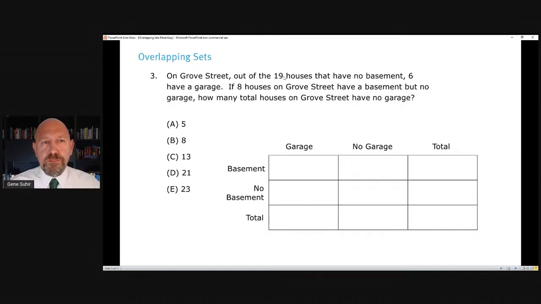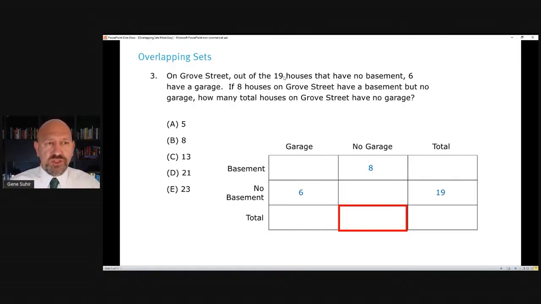So let's fill in what we know. Out of the 19 houses that have no basement, so no basement, total 19, out of those, six have a garage. That's no basement with garage. Eight houses have a basement but no garage. Basement, no garage is eight. Now, what I like to do when I'm using the table approach, and I know I am not alone, is somehow label it. I like to bold it in some way. Label your magic box, so that once you get a number in that box, that is going to give you your final answer.